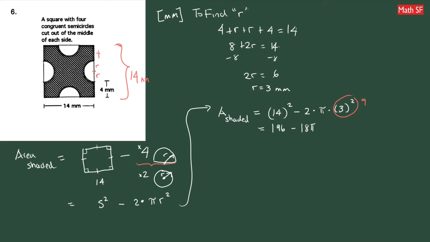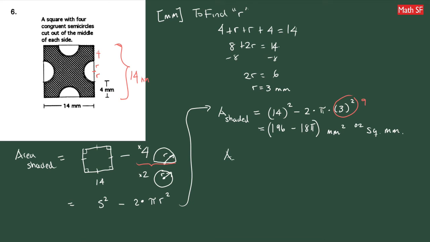It's like having like terms. This is an 18 pi, you cannot do anything there. So all of this is my answer, but do not forget about your units. So it will be millimeters squared, or you can write square millimeters.